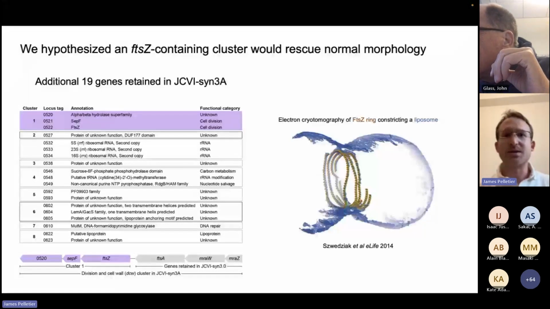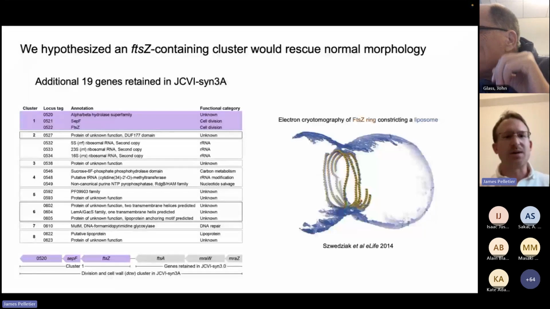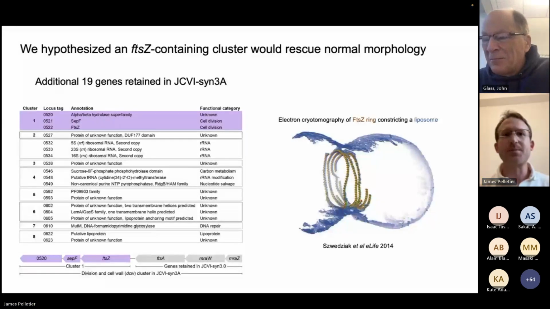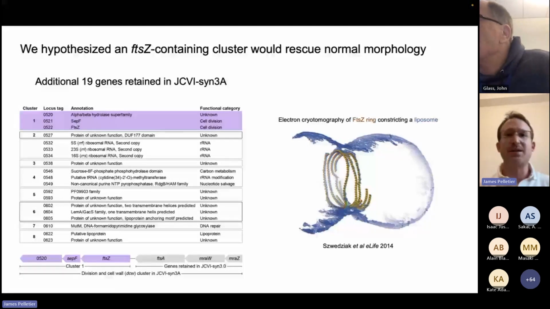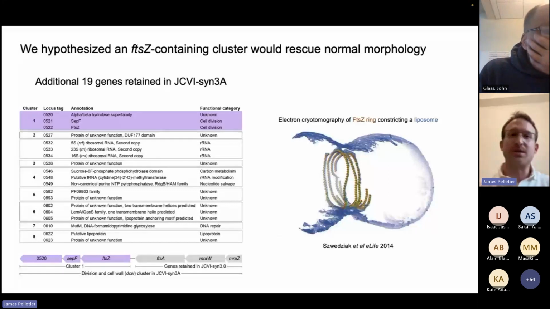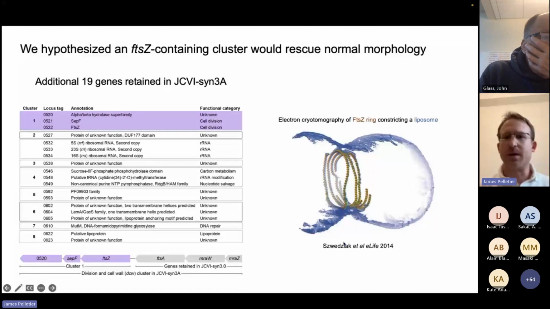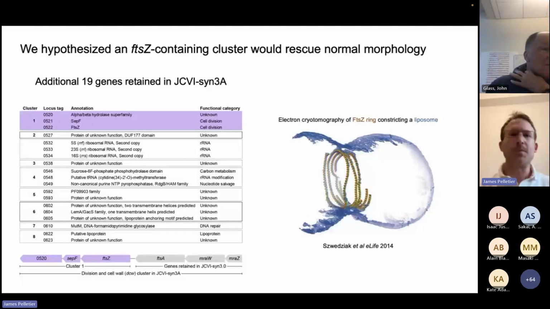And the first cluster that caught our eye was a cluster that contains FtsZ, which is a bacterial homologue of tubulin. It can form filaments that often localize at the division site. It's highly conserved in bacteria, and it can also generate forces that can constrict the cell, such as in this example, which is from an electron cryotomograph of purified FtsZ inside of a liposome. And in bacteria, FtsZ will interact with many other proteins involved in cell division.